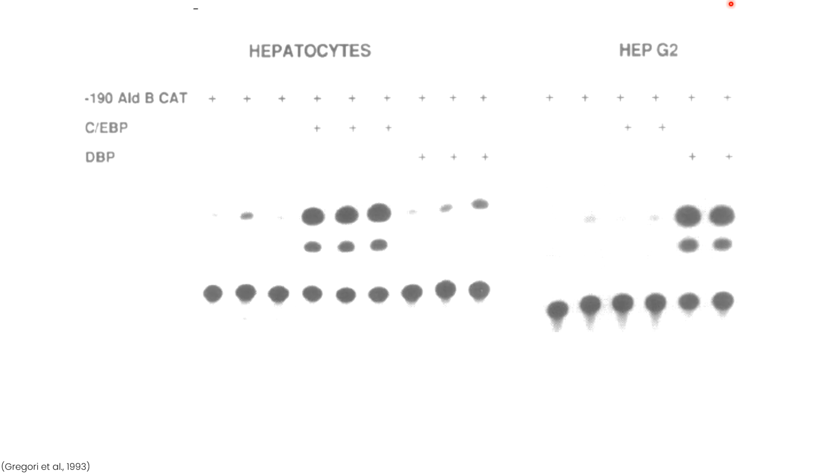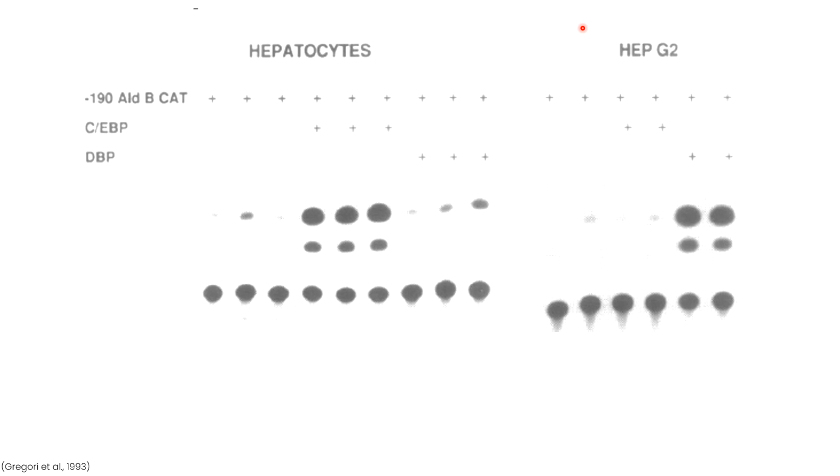So here, Greger and his researchers compared the effects of CEBP and DBP in two different cellular environments. The goal was to determine whether these transcription factors have the same effect on aldolase B promoter activity, regardless of the cells being studied. So our takeaway here is going to be the differentiation.